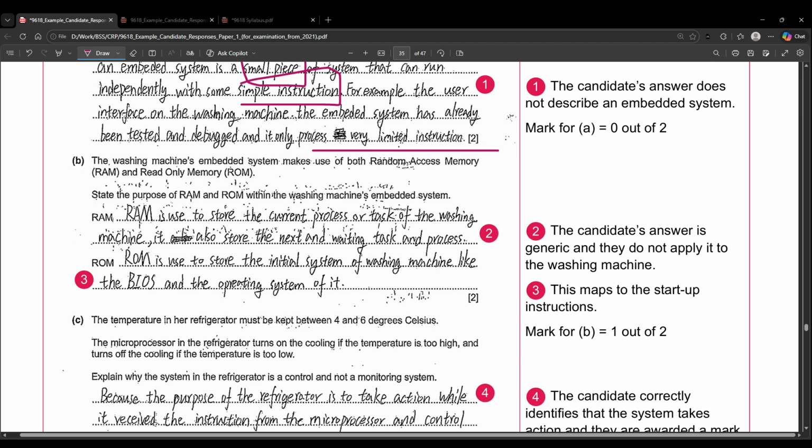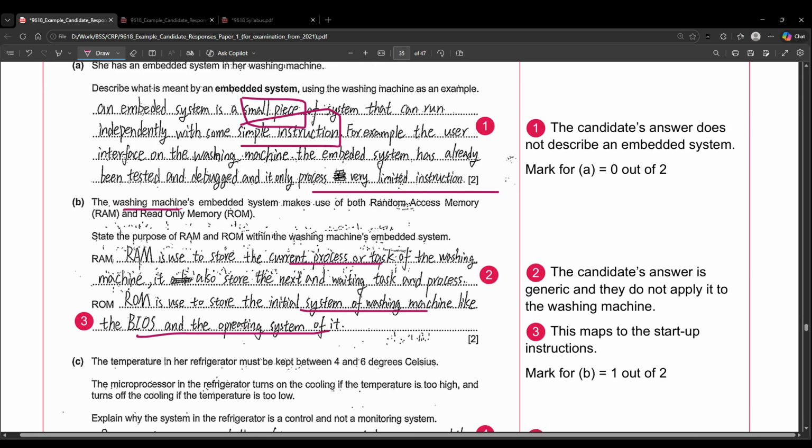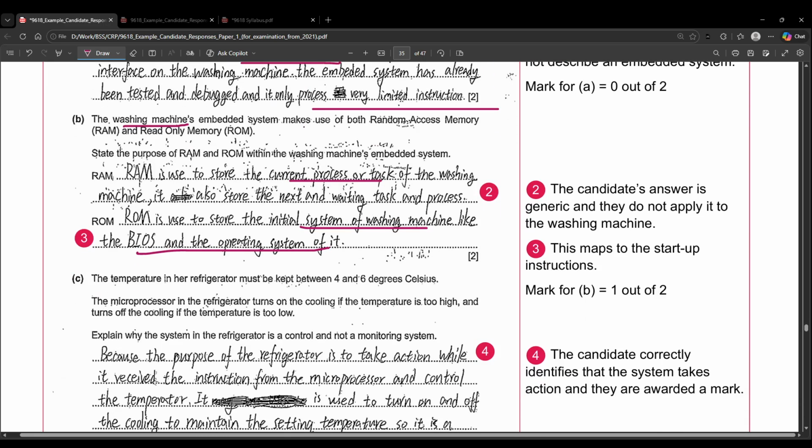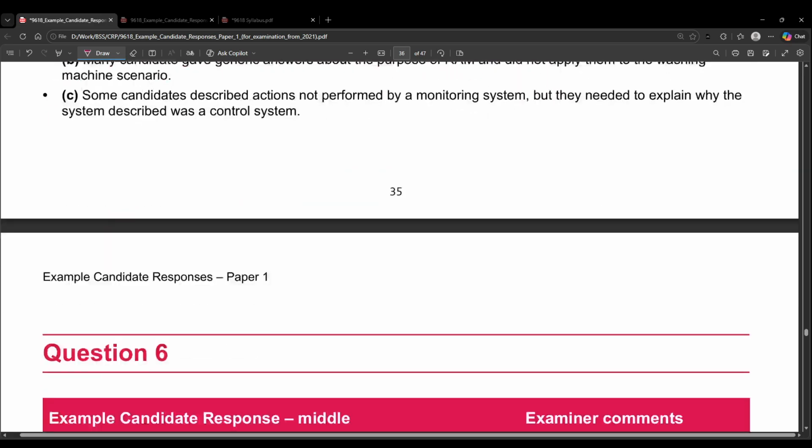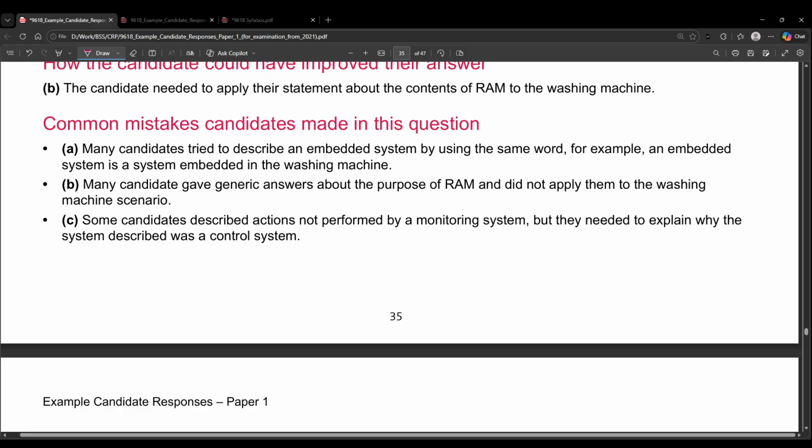Okay, RAM is used to store the current running process. Okay, ROM is used to store the initial system of washing machine, like the BIOS and the operating system. Okay, so here they're talking about a washing machine embedded system. So it's supposed to be a very simple embedded system, so there's no need of BIOS here. And then system and refrigerator. Okay, so this is also done.